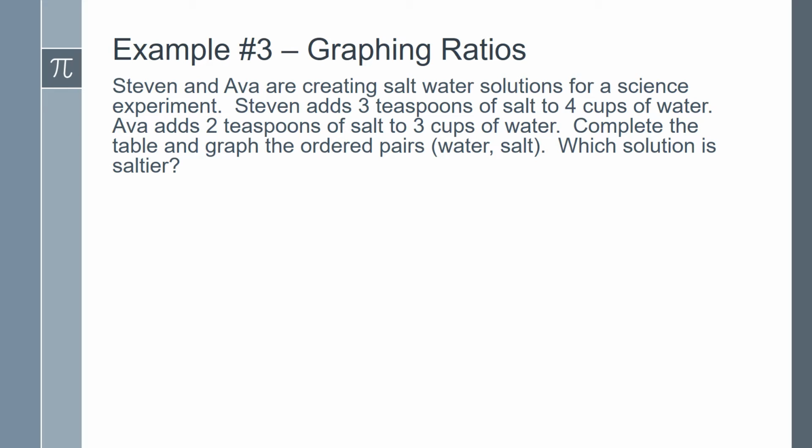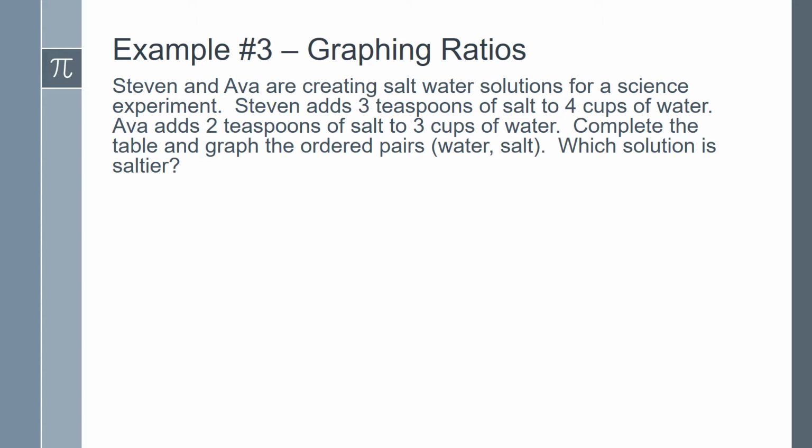Example number 3. Steven and Ava are creating saltwater solutions for a science experiment. Steven adds 3 teaspoons of salt to 4 cups of water. Ava adds 2 teaspoons of salt to 3 cups of water. Complete the table and graph the ordered pairs with water on the x-axis and salt on the y-axis.